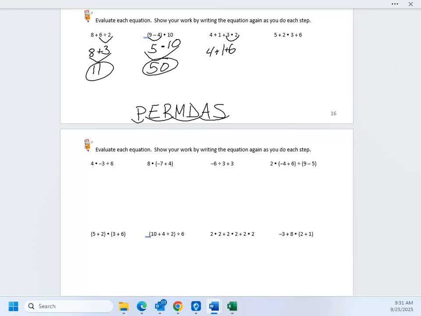So what do I do now? I have 4 plus 1 plus 6. What do you think, Haley? What should I start with? Yeah, because I read left to right like I'm reading a book. Adding and adding are on the same level. So I hit 4 plus 1 first. So I'm going to write 5. Then I'm going to bring down the next part of my equation. 5 plus 6 is 11.